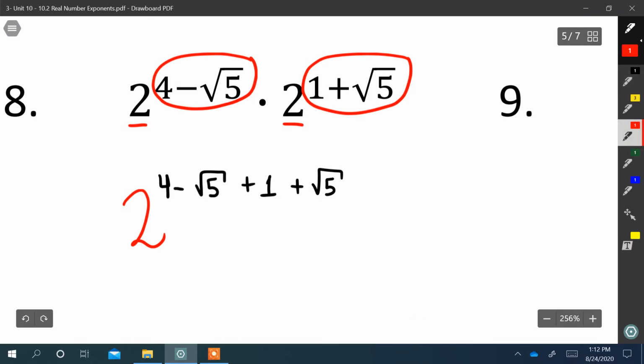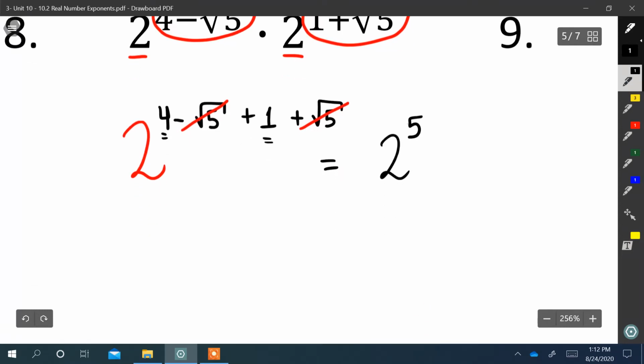Something interesting happens on this one. This and this cancel. And then we have 4 plus 1, which gives us 5. And then we know that 2 to the 5th power, well, that better be 32.